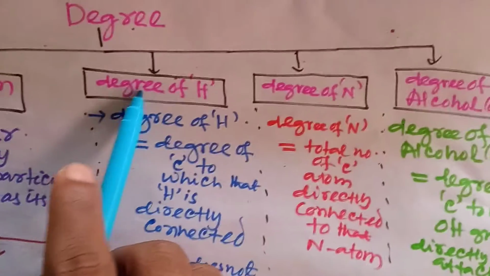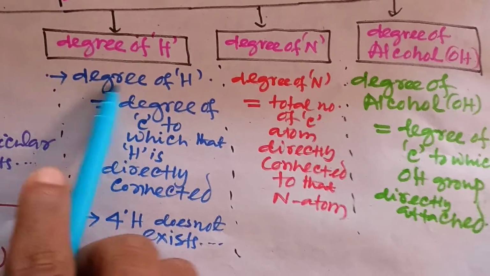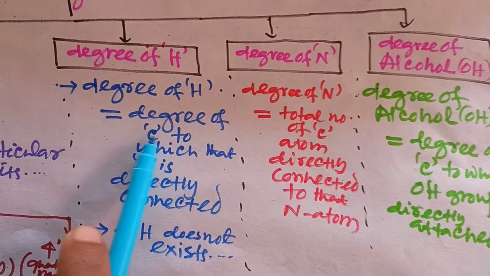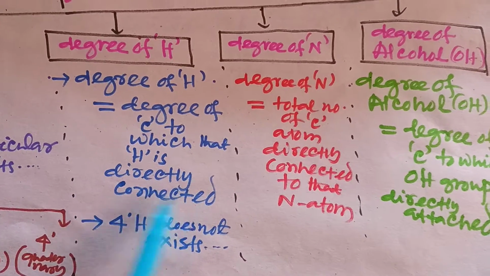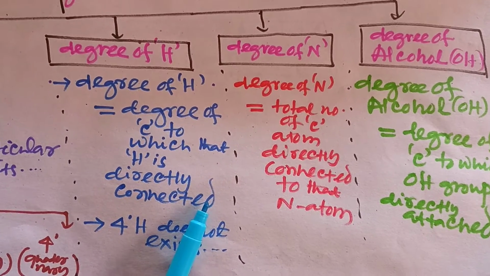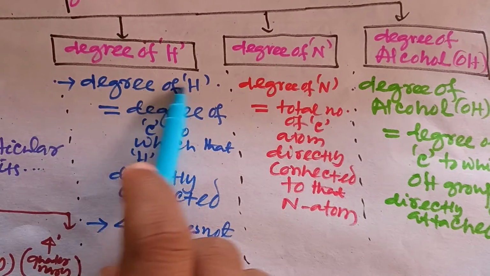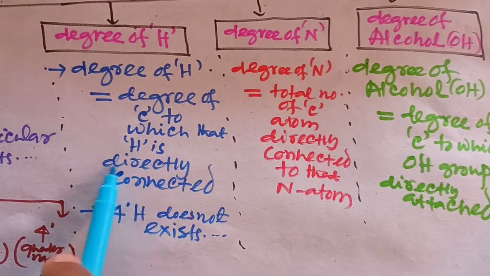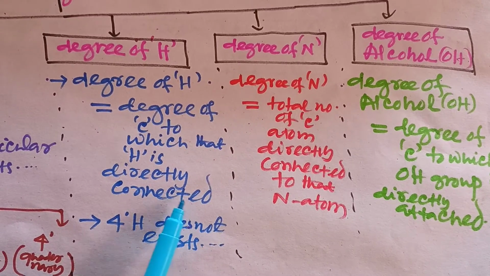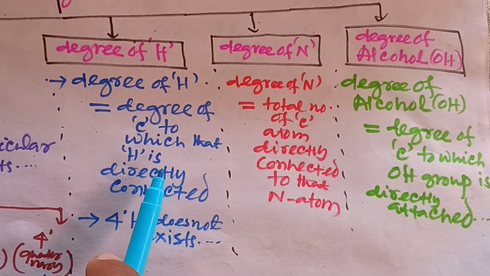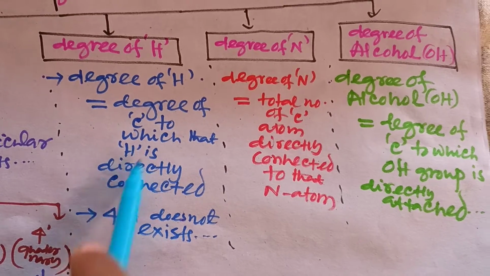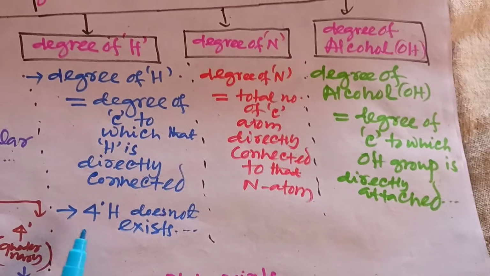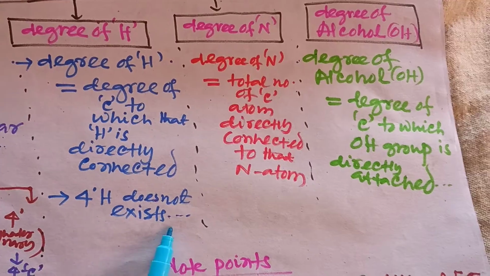So let's see what we mean by the degree of hydrogen. Degree of hydrogen is equal to the degree of carbon to which that hydrogen is directly connected. It is decided on the basis of the carbon to which hydrogen is directly attached. Please note that 4 degree hydrogen does not exist.